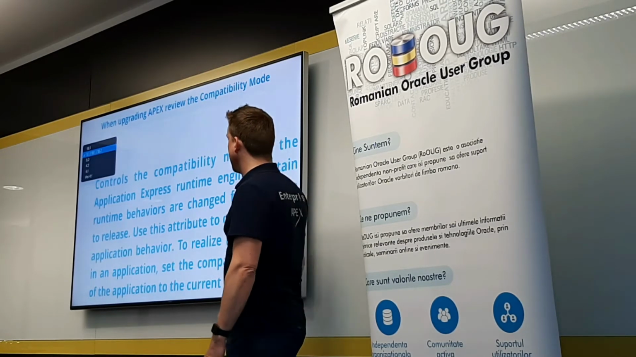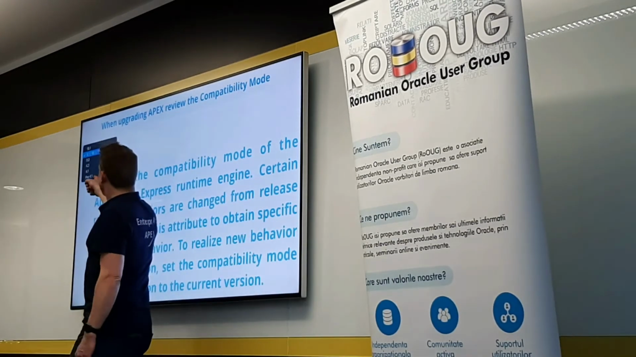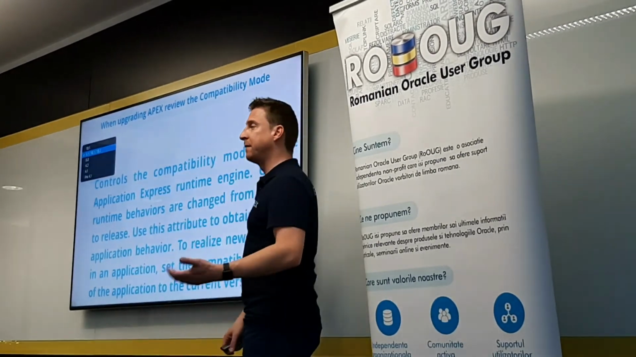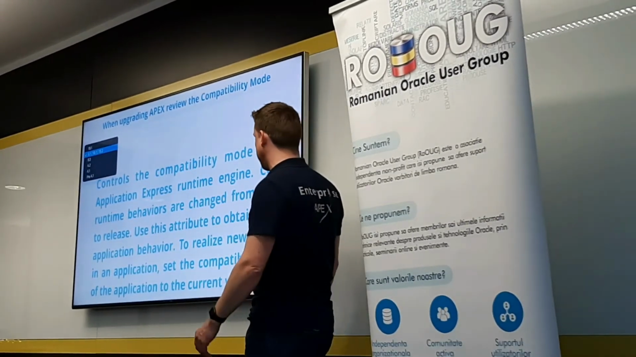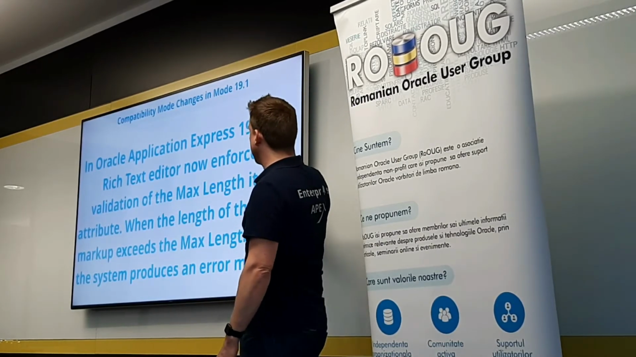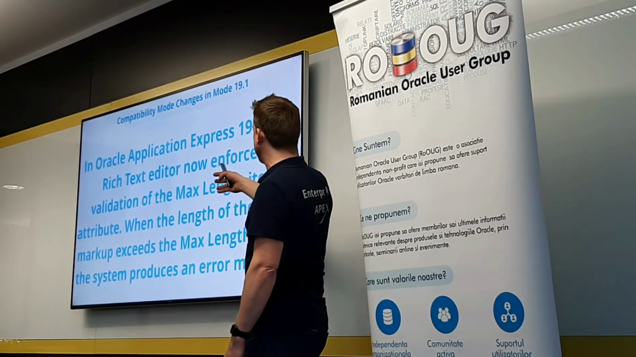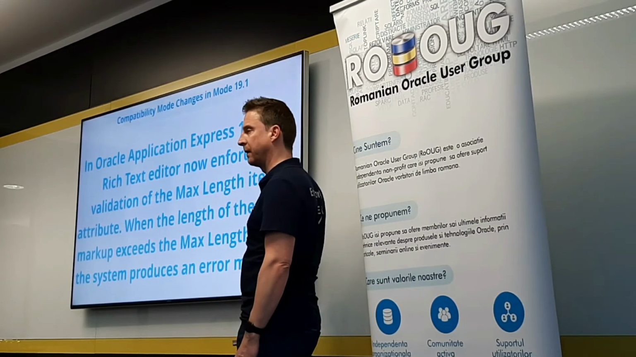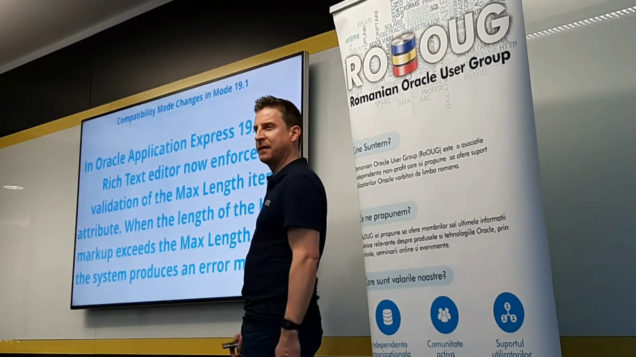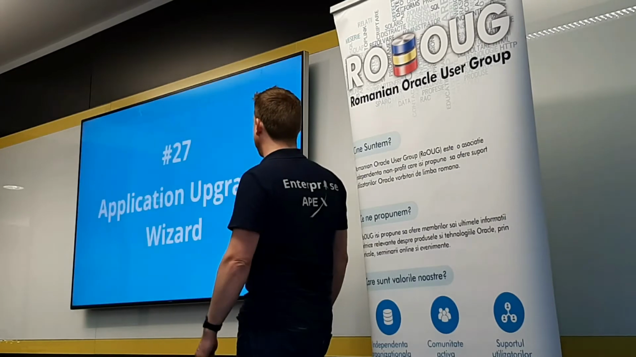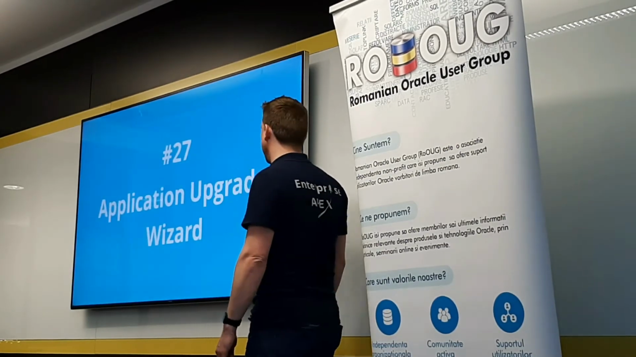Yeah, so you can see there's a few compatibility modes. They are only introduced if they actually change behavior. And it could be tiny stuff like 19.1, the rich text editor now enforces validation of the max length item. So it probably won't break anything, but they wanted to make sure that nobody's having weird things going on.